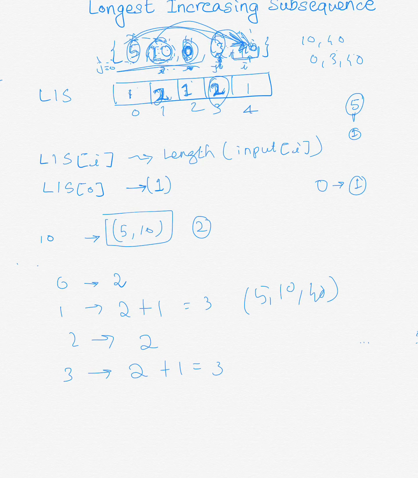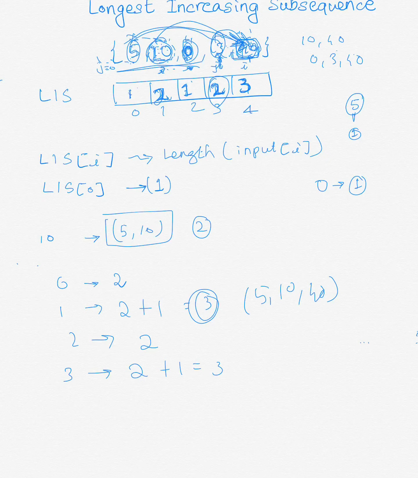So there are a bunch of increasing subsequences that can be formed which will end with 40, and the length of the longest among them is 3. So we will update the value to 3. All right, so this way what we have done is we have updated the LIS array with the lengths of longest increasing subsequences ending with that index or that element from the input array.